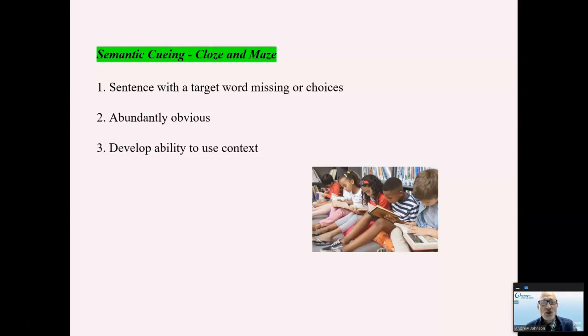Here we're looking at cloze and maze activities. A cloze and a maze is a sentence with a target word missing, or a word that has choices. And I'll show you this in a minute. And this target word should be abundantly obvious. We're not trying to trick the students, we're trying to develop neural pathways, to develop automaticity, so they automatically jump on both sides of the words when they are reading. We're developing the ability to say blank and to use context.